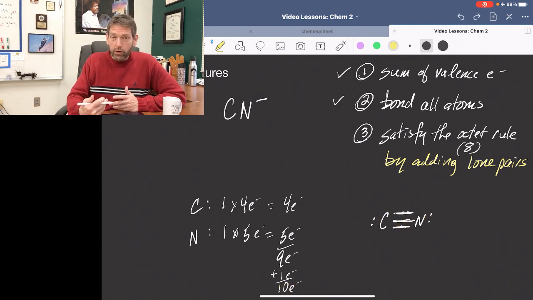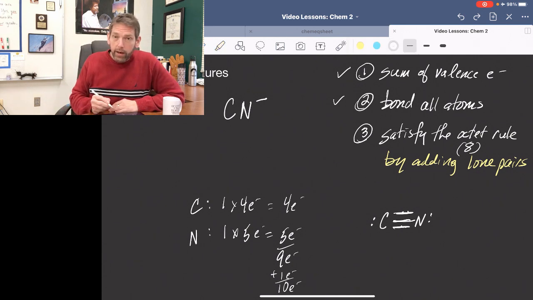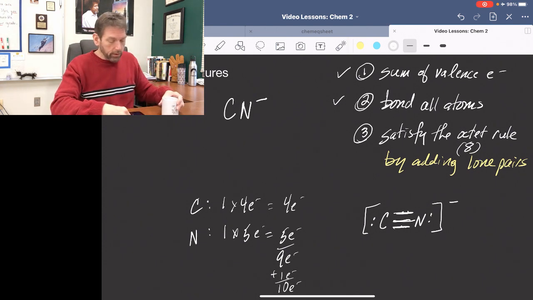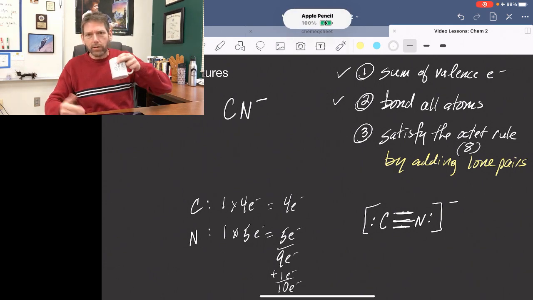So there's our structure, right? Once again, it is an ion, so you put it in brackets. And this structure has a negative charge, since this is a polyatomic ion. So there's our Lewis structure for this particular type of molecule, our polyatomic ion.